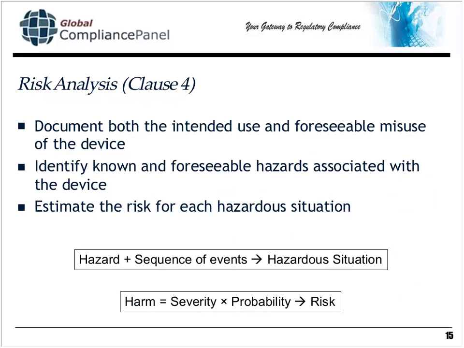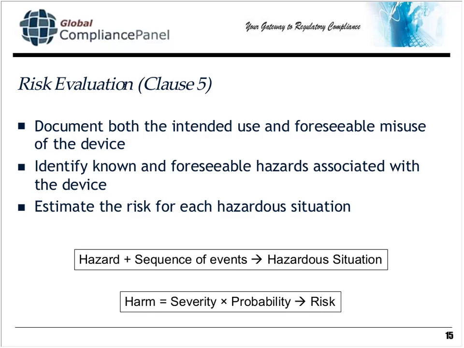So here's what's going to happen. We're going to identify hazards. We'll define that in a bit. And every hazard then is going to have associated with it a sequence of events which leads to a hazardous situation. If a person, the user or patient, for example, is exposed to the hazardous situation, then they're going to get harm. And we're going to understand harm by combining severity and probability. And we're going to have some method established in advance that tells us how to combine severity and probability and use that to estimate the risk. And then from there, we're going to determine which one of those risk estimates are acceptable, and they're going to be part of risk evaluation. So that's what's going on in risk analysis.